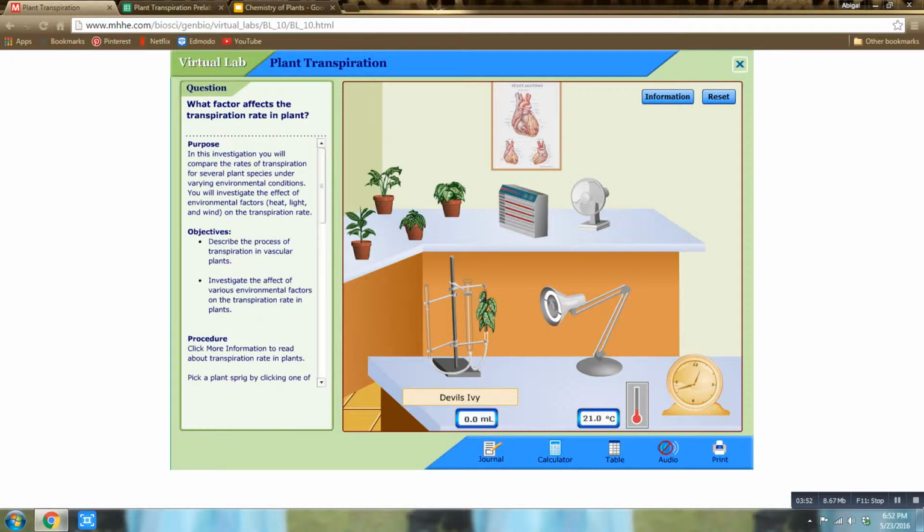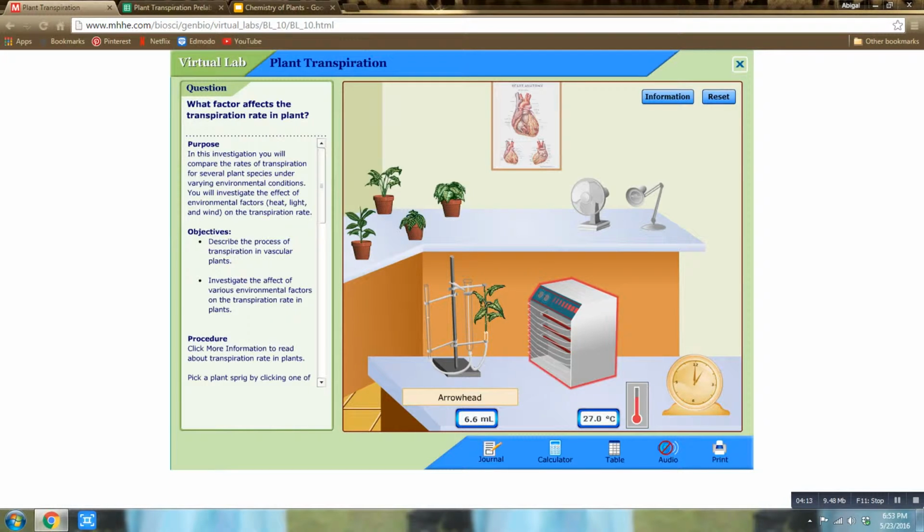Then our last one, which is the arrowhead, and we'll see what its normal transpiration rate is: 3.6. Then we'll add the heater, and it increases to 6.6. The fan causes it to increase even more to 7.5. And then the light, which causes it to increase to 4. Then we're going to look at a data table and compare.